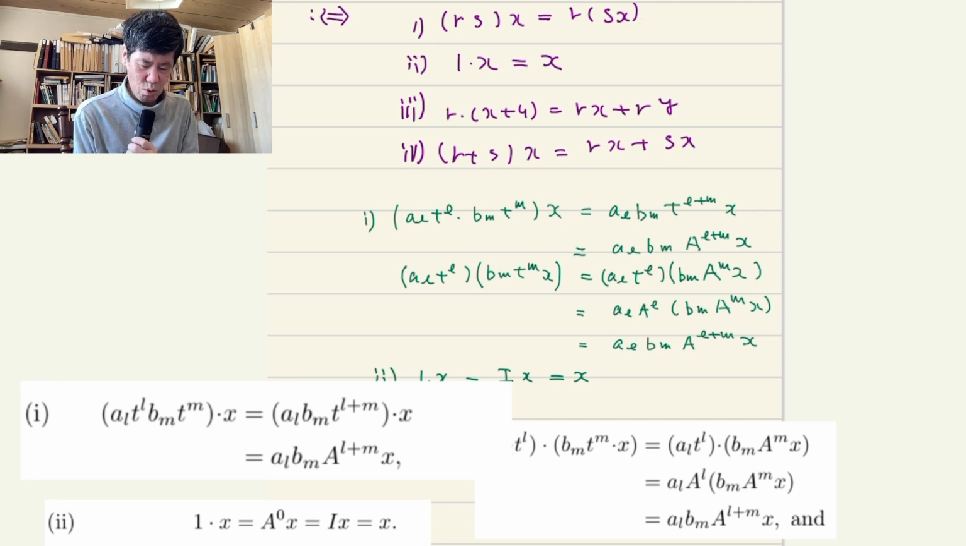So the condition 1 is satisfied. And 1 times x is defined to be A to the 0 x, and A to the 0 is the identity matrix, so Ix is equal to x. So the condition 2 is satisfied.